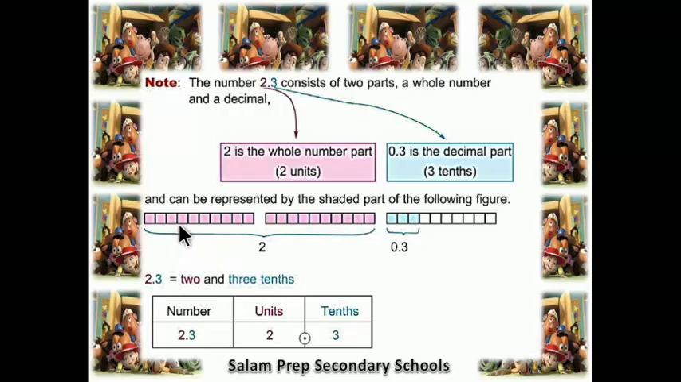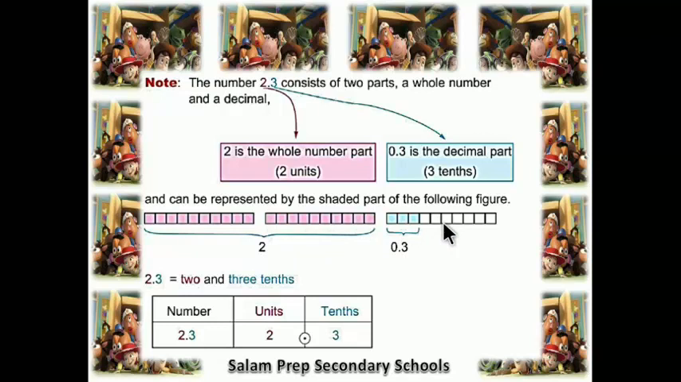The first line has 10 parts, okay? We will color all parts. This means 10 over 10 means 1. This is 1, so we will color one line, okay? The second line, we will color the second line. 10 over 10 means 1. 1 plus 1 equals 2. So we will color the two lines, all squares like this, meaning 2.